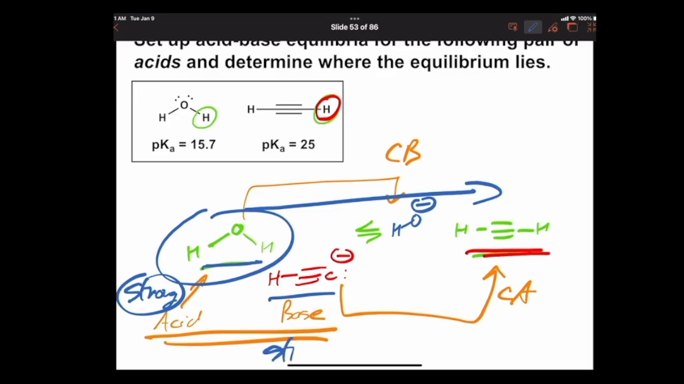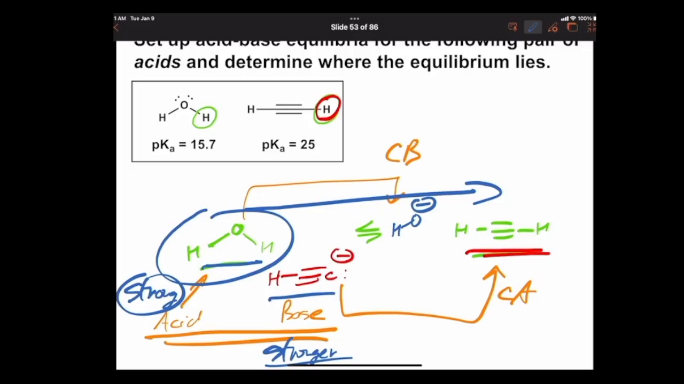Stronger. So now putting words to this language. What this diagram is teaching us: water is a stronger acid than acetylene. Acetylide, the conjugate base of acetylene, is a stronger base than hydroxide.